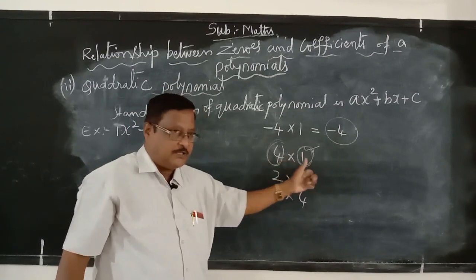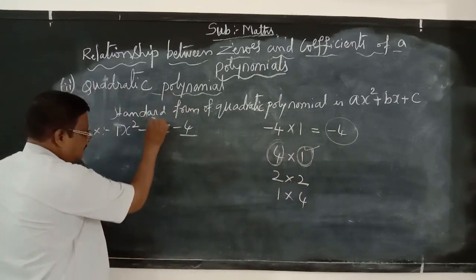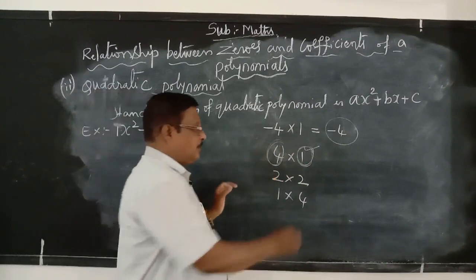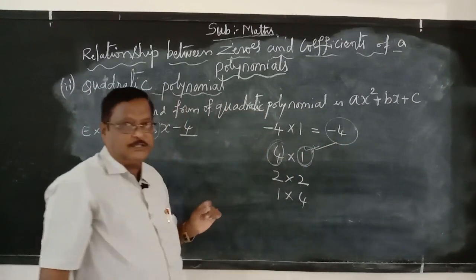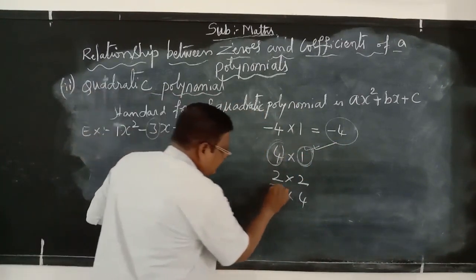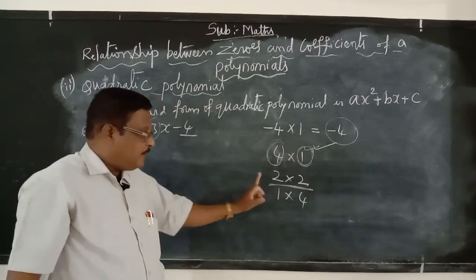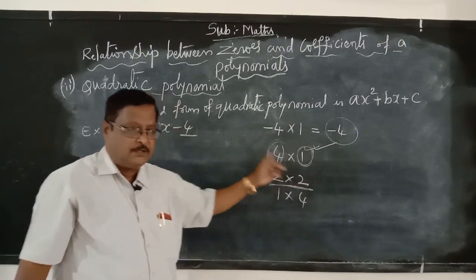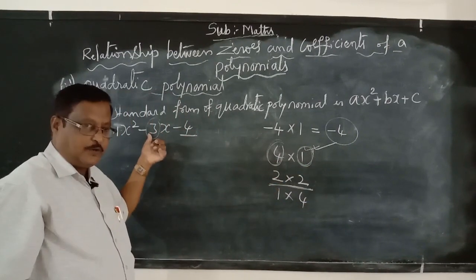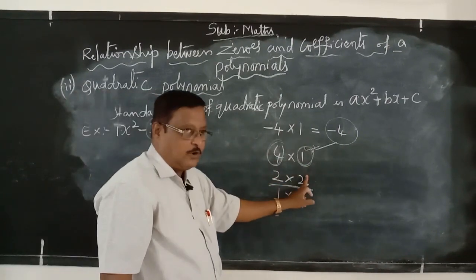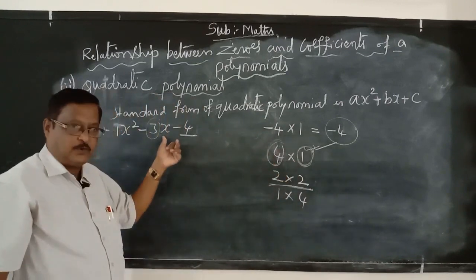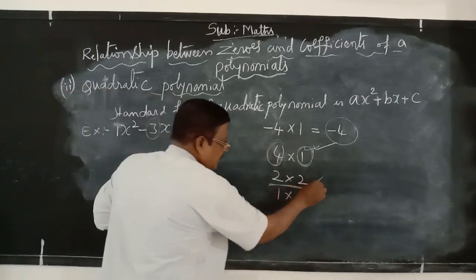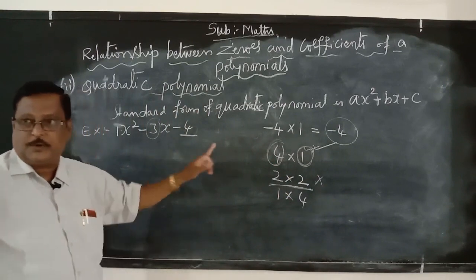Here 4 minus 1 is nothing but 3. It means this is the suitable table for this problem. Next you see here, when you are adding 2 plus 2, both are plus signs. 2 plus 2 means 4, here the middle term coefficient 4 is not there. 2 minus 2 is 0, 0 is not the x coefficient. This table is not suitable for this problem.